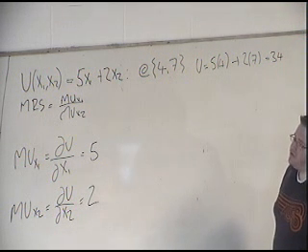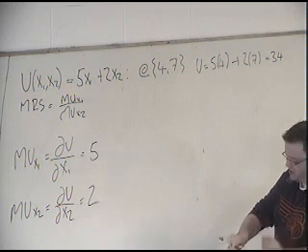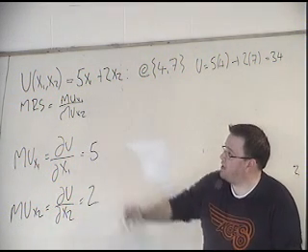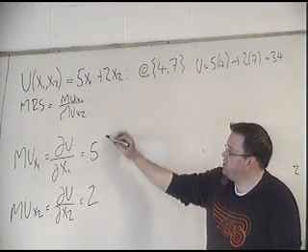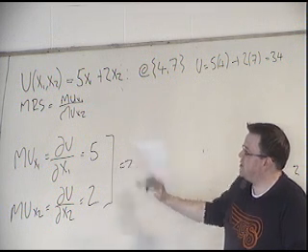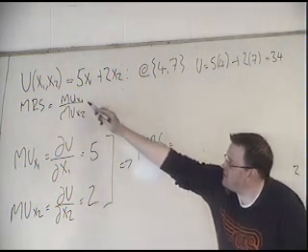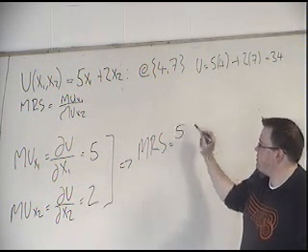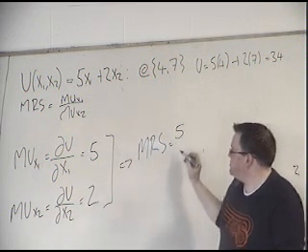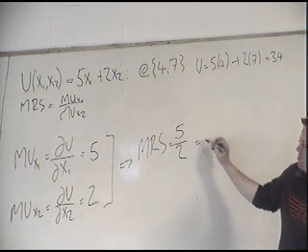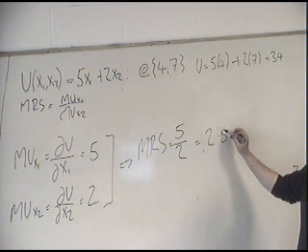Okay? So we now have both of our marginal utilities, so all we have to do is stick them into our formula for the marginal rate of substitution. So these two imply that your marginal rate of substitution is equal to the marginal utility of x1, which is 5, over the marginal utility of x2, which is 2. So our marginal rate of substitution is 2.5.